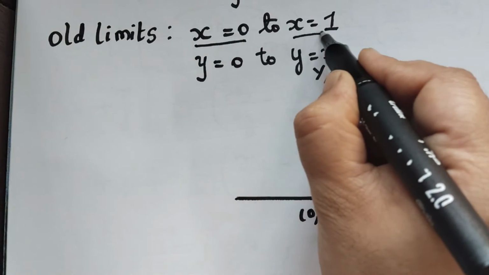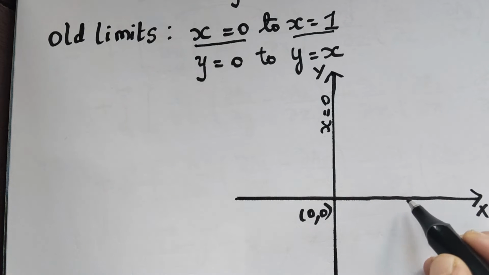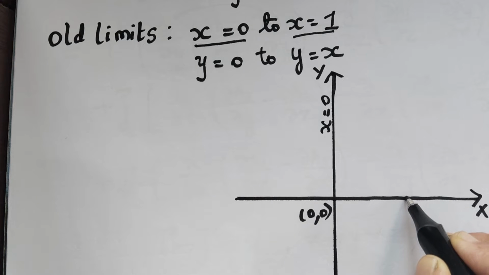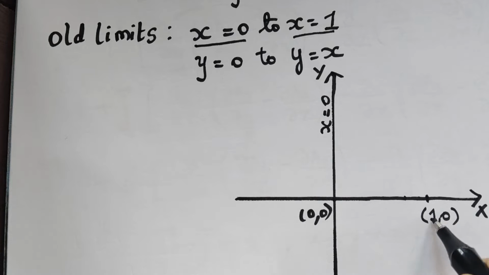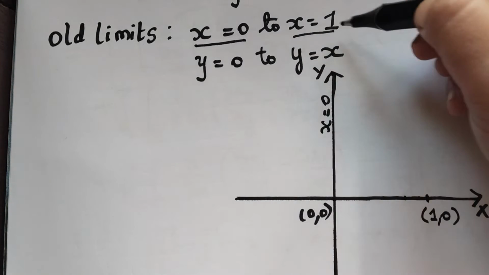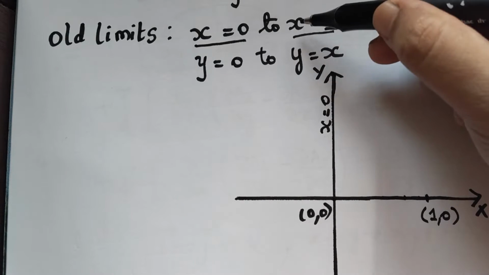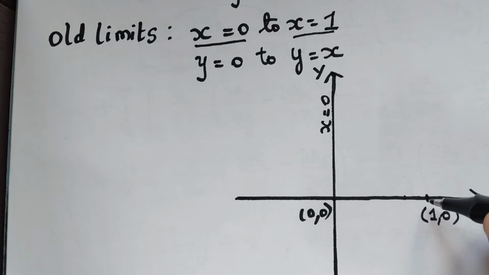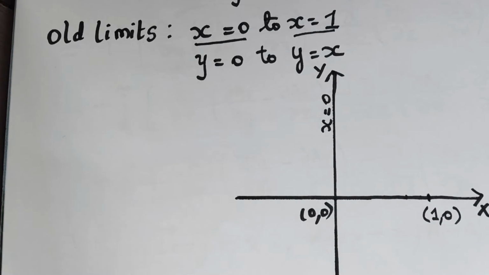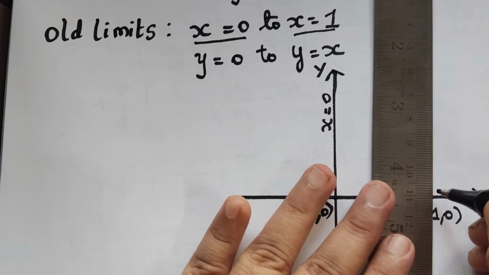Next is x equal to 1. We can plot the point 1 somewhere here on the x-axis at a certain distance. For example, I am going to plot it here. This point I am going to name 1, 0. This is of unit distance, that is 1. So what will be the line x equal to 1? It will be the line parallel to the y-axis at the point where the coordinate of x is 1. The line will be like this.